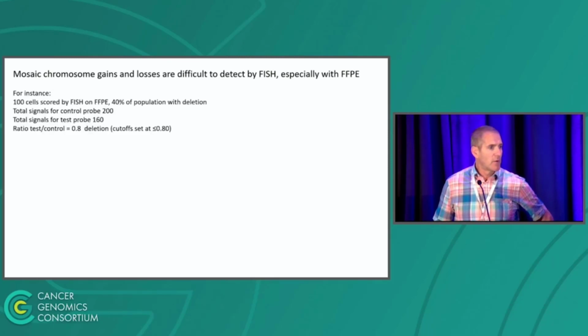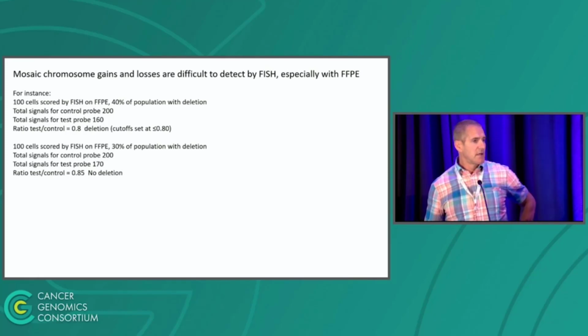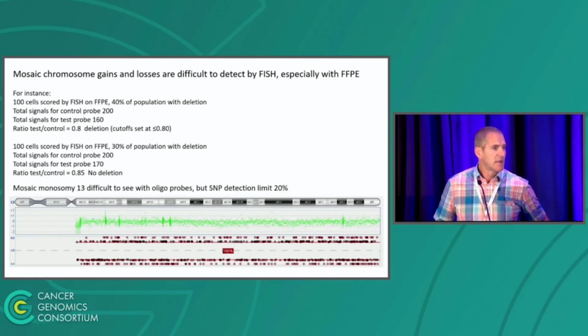So mosaic gains and losses in our hands are often difficult to detect, especially on paraffin samples. I've given a couple of examples here. The idea is if you set a standard cutoff, which we have at 0.8 for deletions, and you have only a fraction of the population, say 30% with a deletion, you're not going to be able to detect that deletion unless you're looking at individual cells, which we tend not to do. We tend to score by populations.